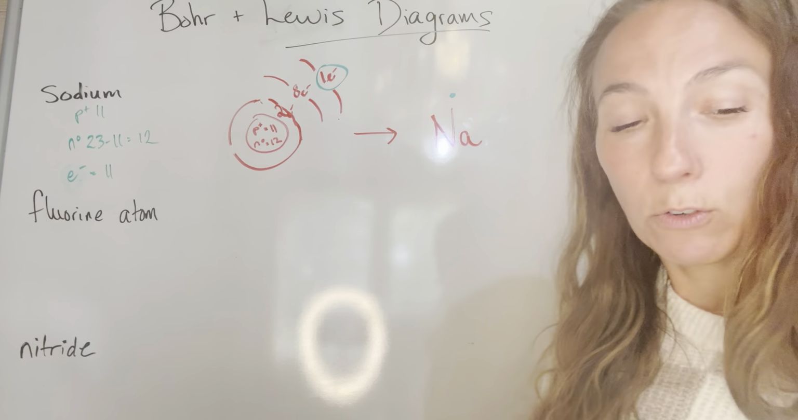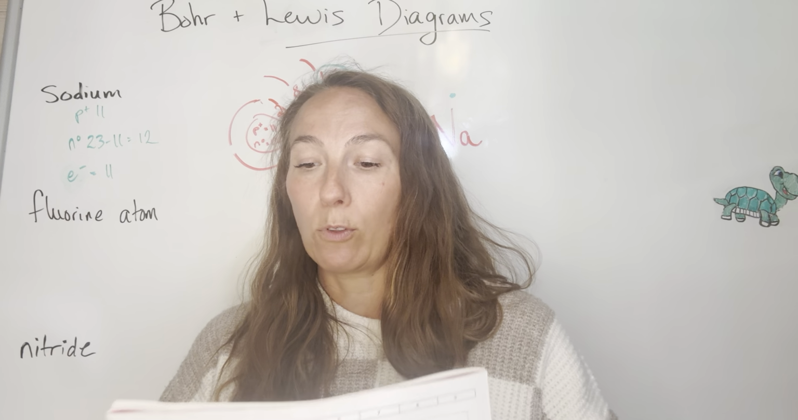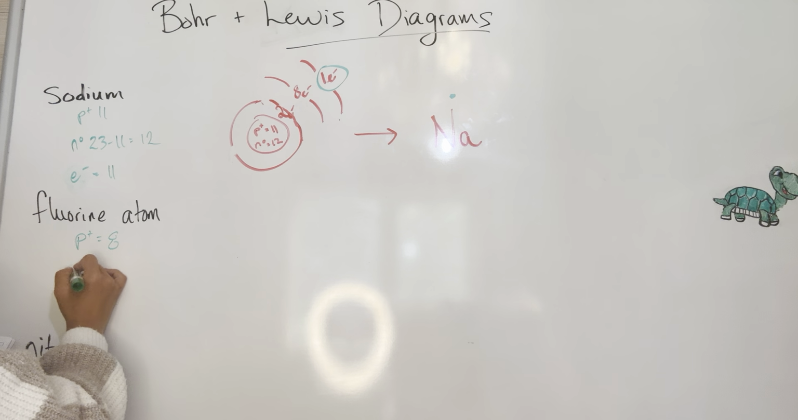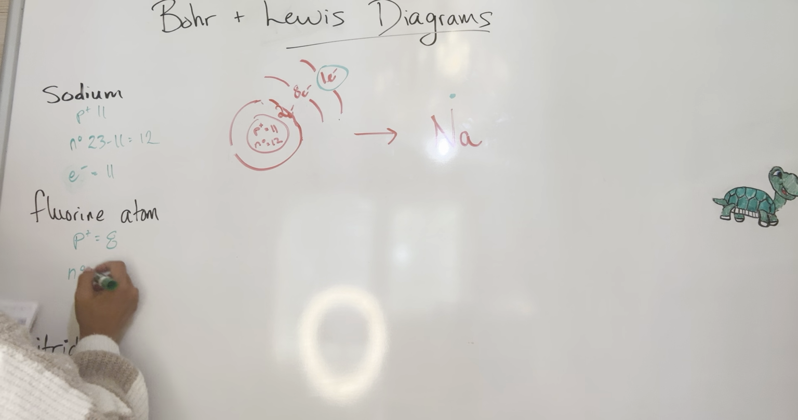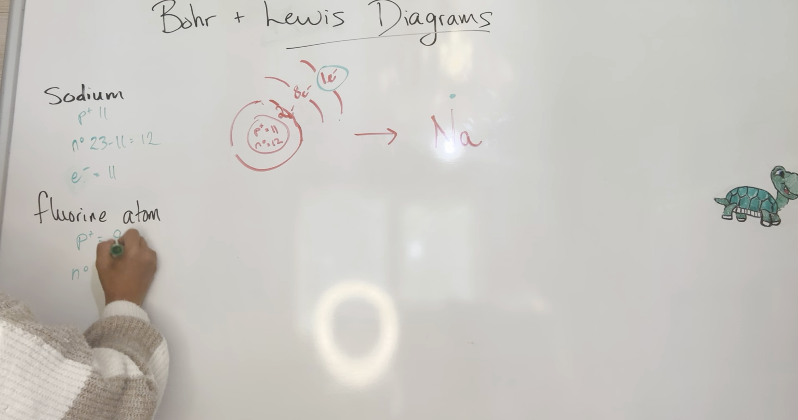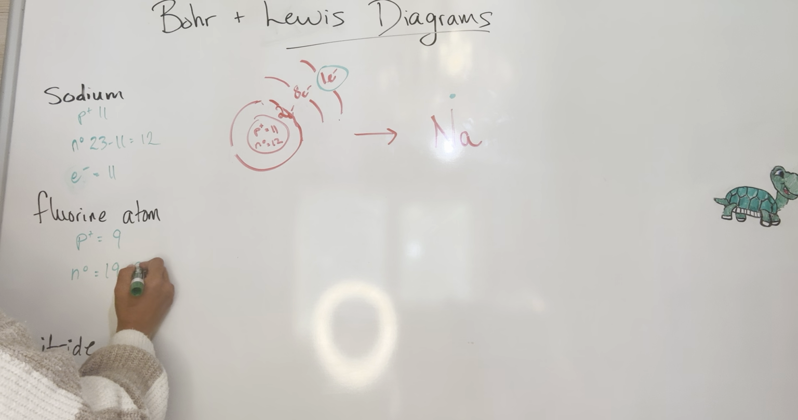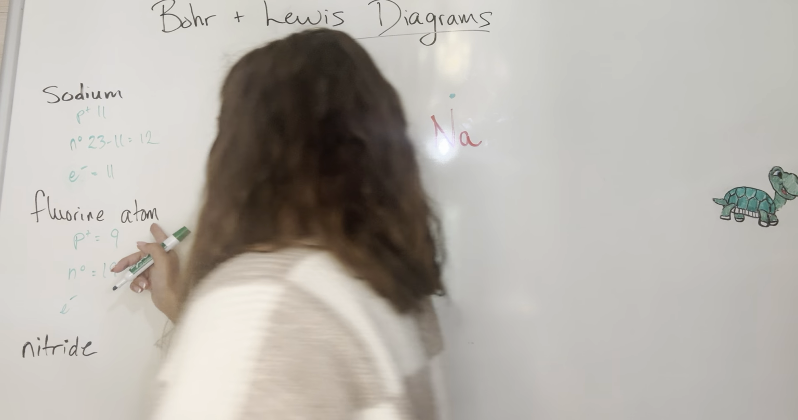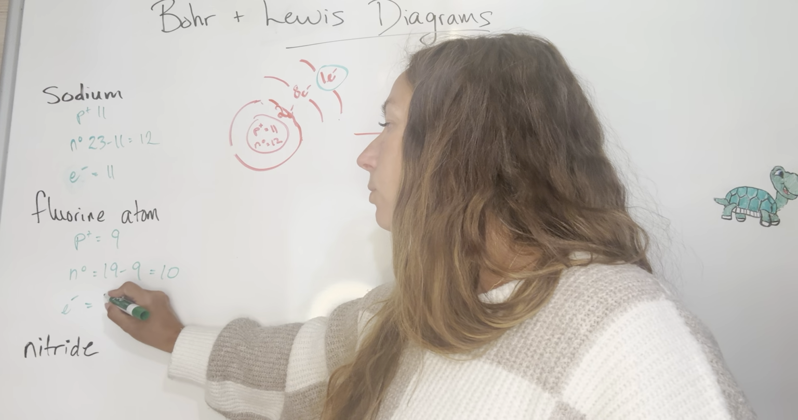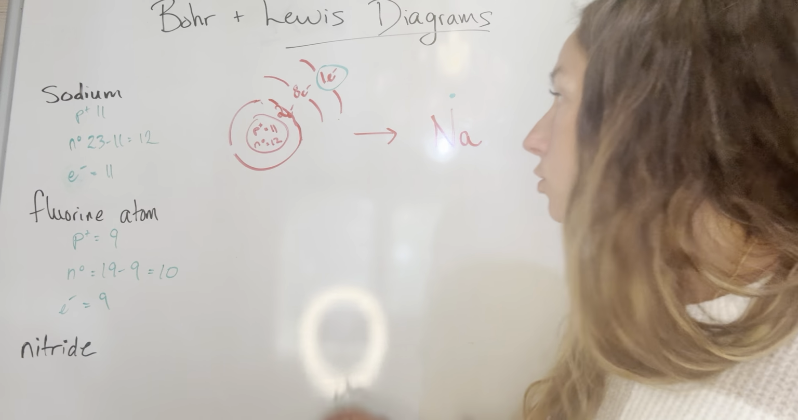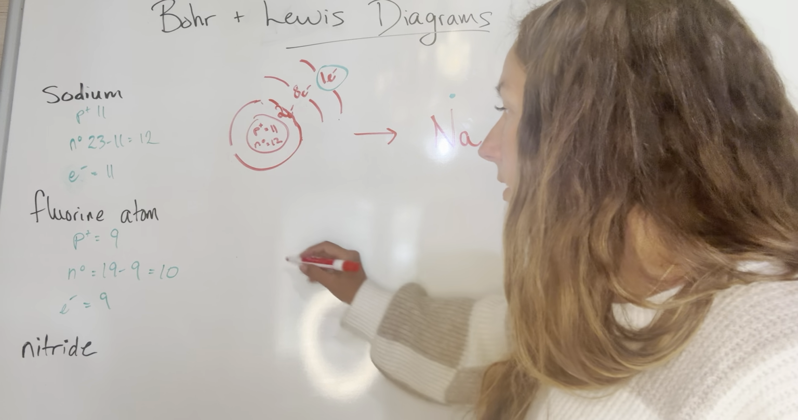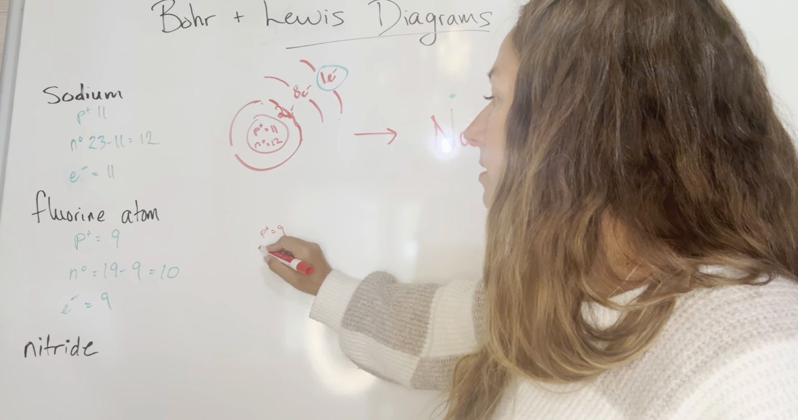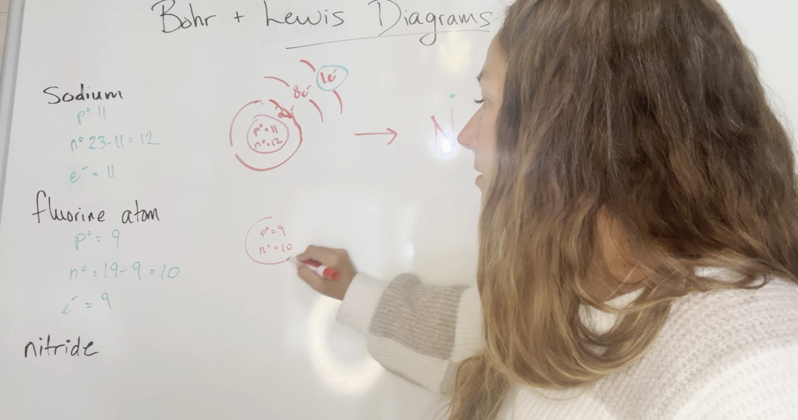Let's try again for the fluorine atom. Grab your periodic table again, look up fluorine. It's number 9, and therefore it will have 9 protons. Its atomic mass is 19. The atomic mass of 19 minus that atomic number of 9 makes 10 neutrons. Electrons, because it's an atom and because it's neutral, it will have to balance out those 9 protons, so it'll have 9 electrons. To draw the Bohr diagram, I'm once again going to draw the nucleus, and in that nucleus, I'm going to have 9 protons and 10 neutrons.